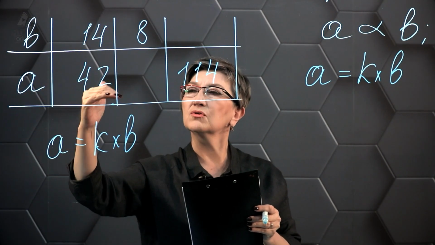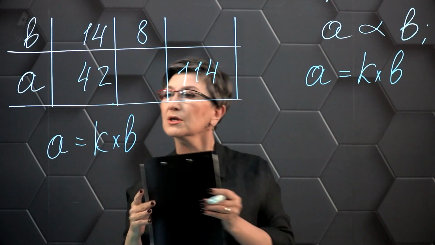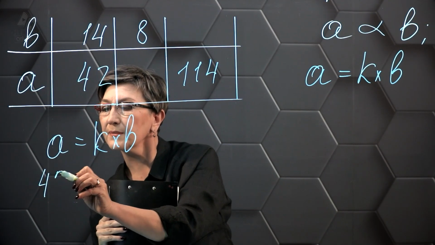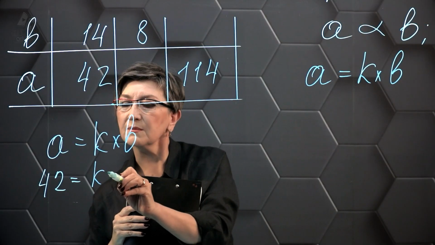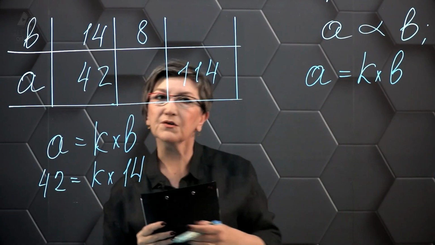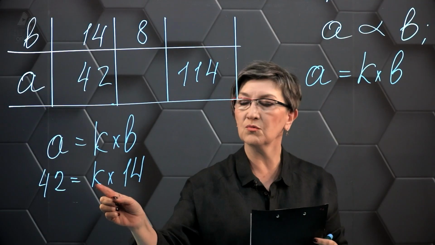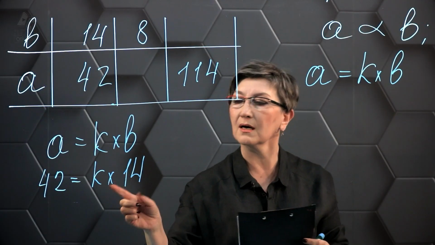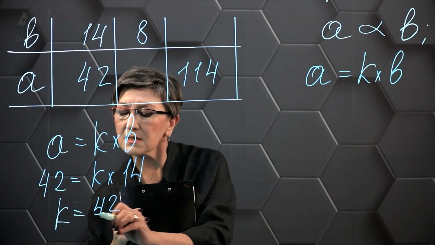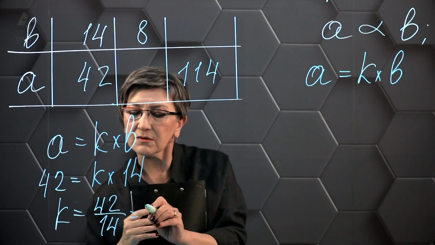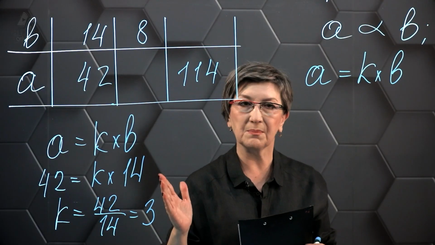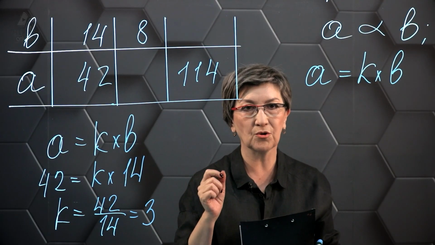Let's pay attention to the values. A is equal to 42, B is equal to 14. A is 42, we don't know, and B is 14. By substituting this data into our expression, we can find the value of K. K equals 42 divided by 14. And in our case, it will be equal to 3. The coefficient of proportionality is equal to 3.